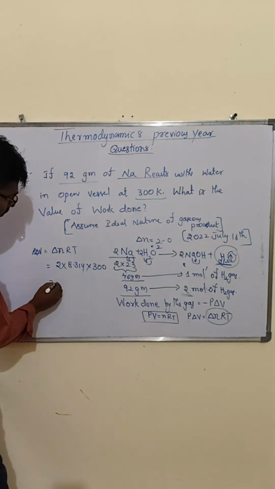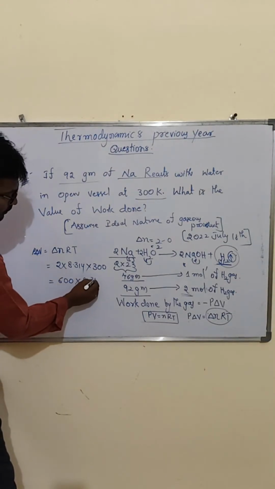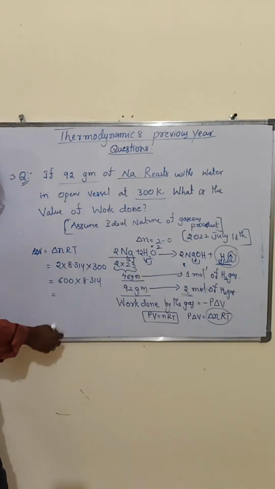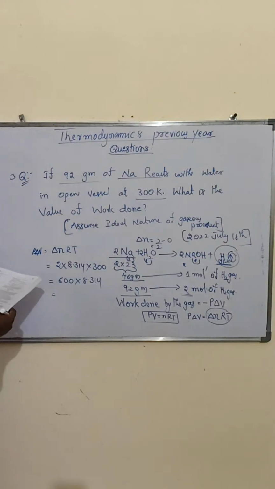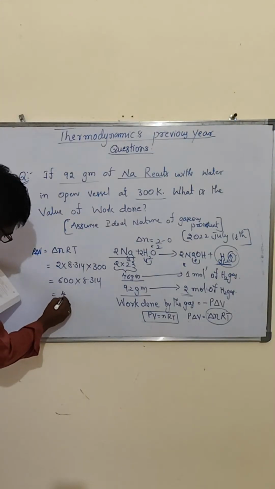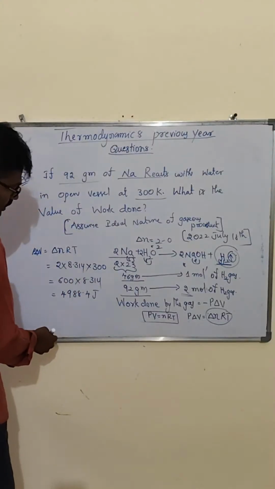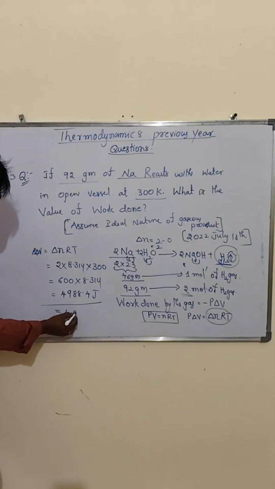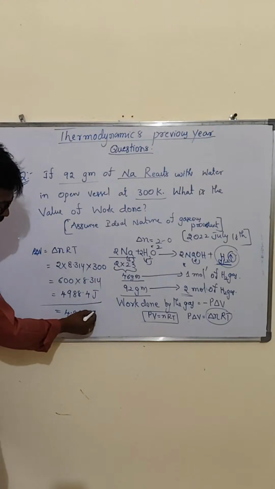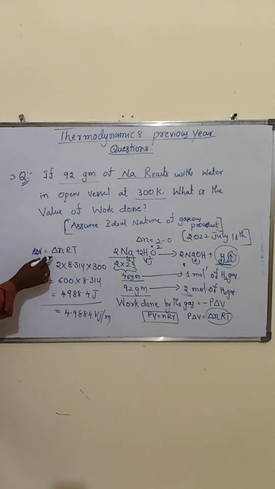Multiply all this: 600 into 8.314. When it is multiplied, the answer is 4988.4 joules. If we convert it into kilojoules, it is 4.9884 kilojoules per mole. But here only joules will be there. So this is the delta n value.